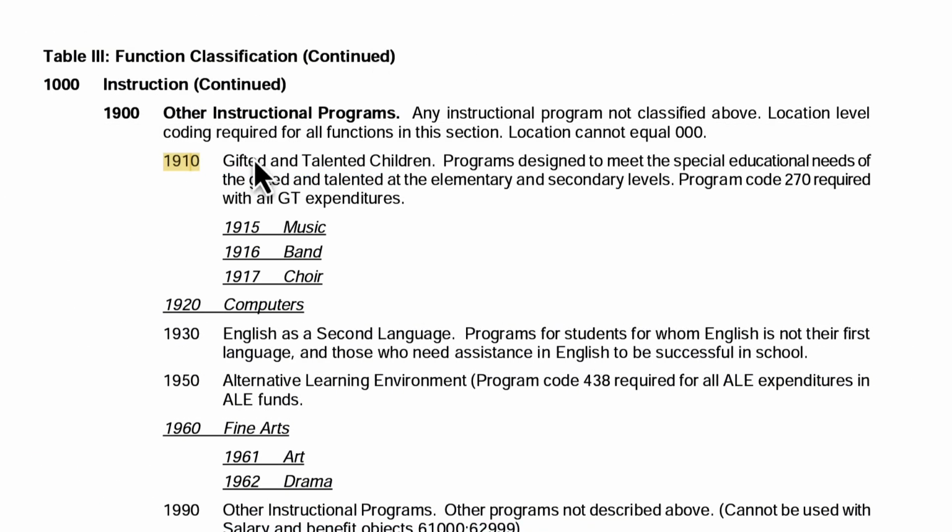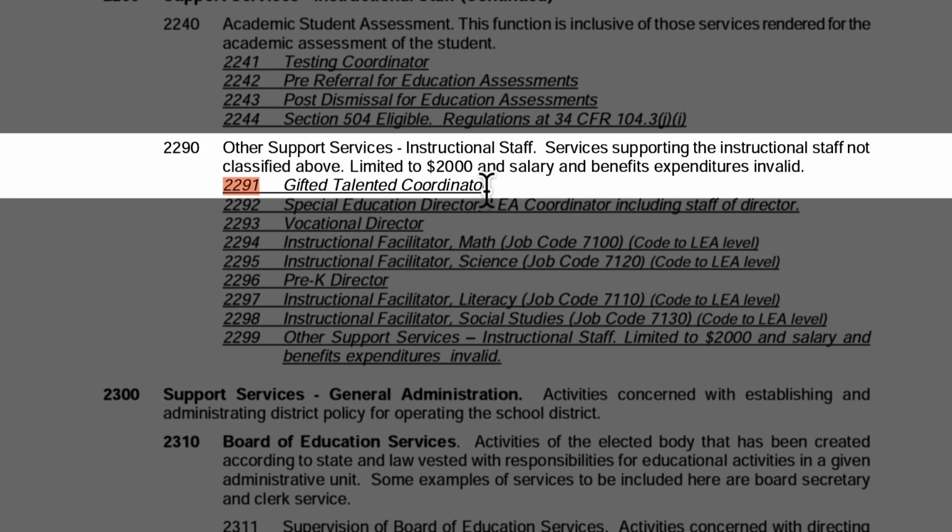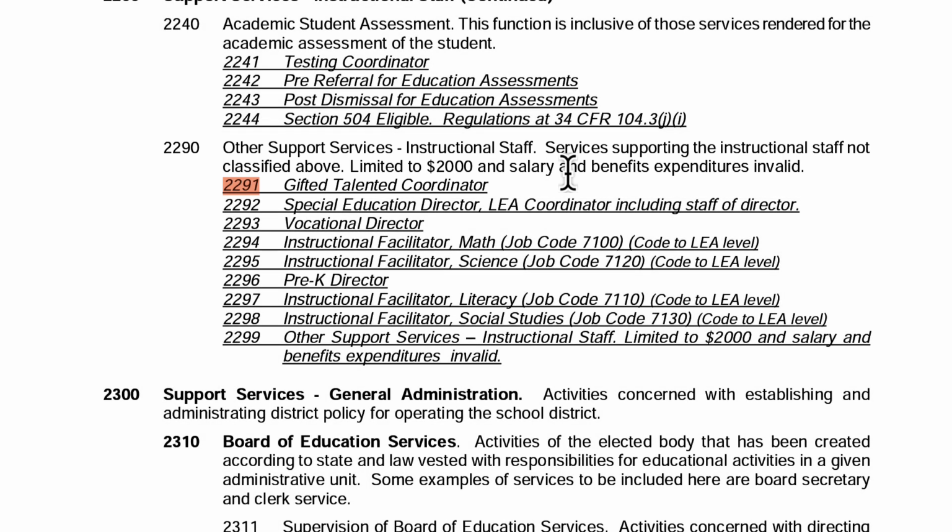If you look in the manual, function code 1910 is gifted and talented, and 2291 is a gifted and talented coordinator. So the salaries for those coordinator positions are the ones making up the expenditures that are coming into the view here.